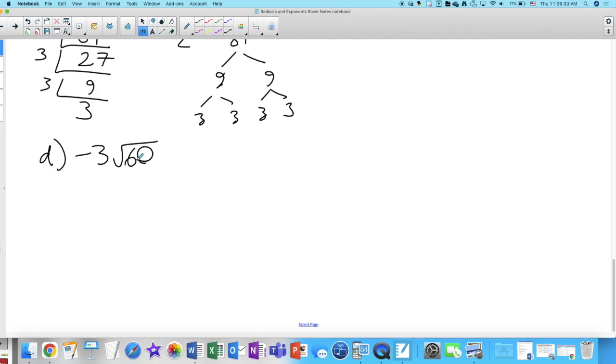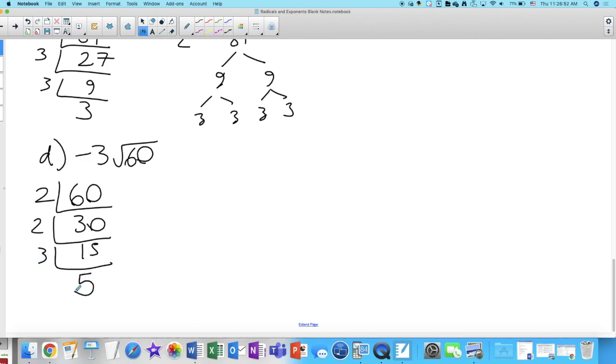Okay, so I'm going to work on this 60. So I can divide that by 2, and I get 30. And I can divide that by 2 again, and I get 15. And then this is 3 times 5. Okay, so essentially what I have here is -3 times the square root of 2 times 2 times 3 times 5.